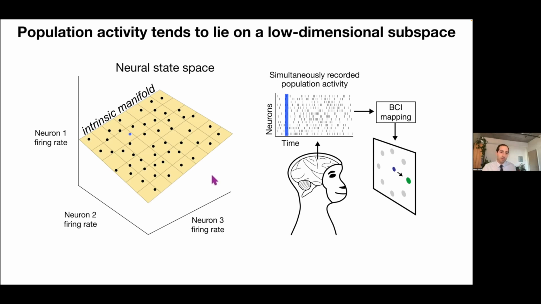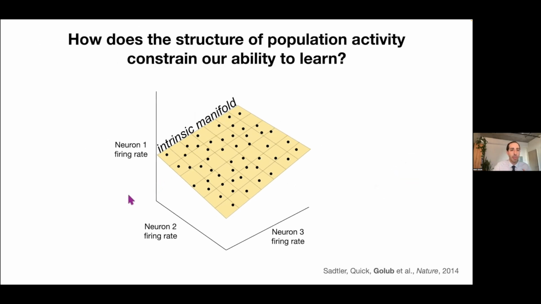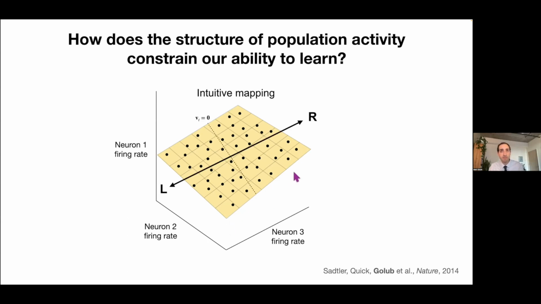And when we learn something new, we should see changes in this neural space. So we became curious about the role that this manifold structure plays in our ability to learn, in our ability to make changes to neural activity in this space. In particular, how does the structure of population activity constrain our ability to learn? So we designed our experiment precisely with this question in mind and with this concept of the intrinsic manifold and dimensionality reduction in mind. So in each experimental session, on each day, we began the experiment by using factor analysis to identify this manifold. And then we defined an intuitive BCI mapping that lies within this manifold and was easy for the animal to control.